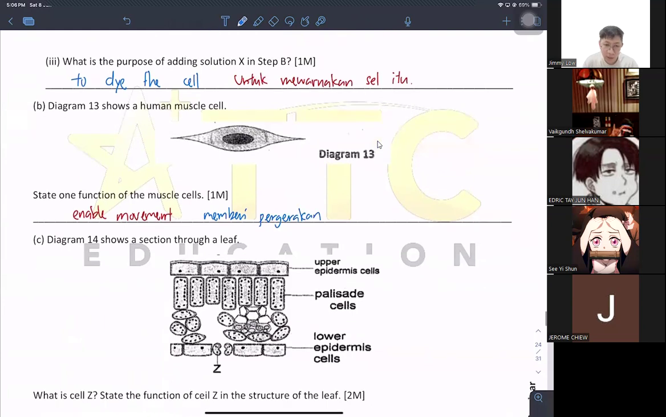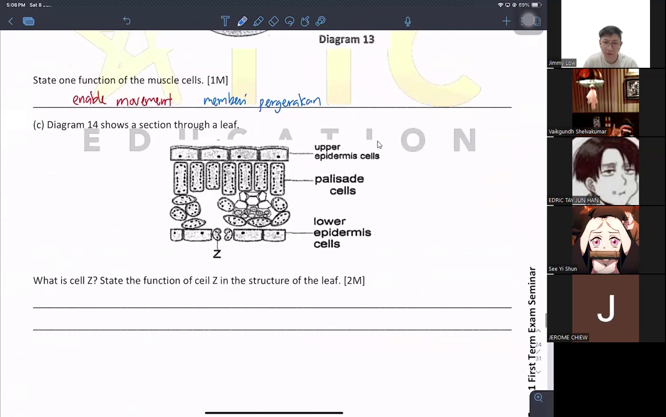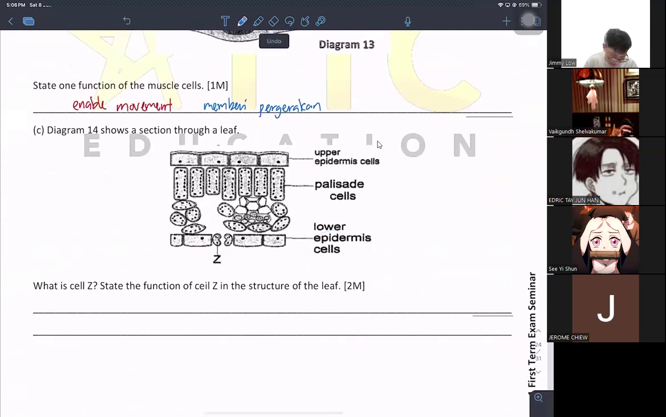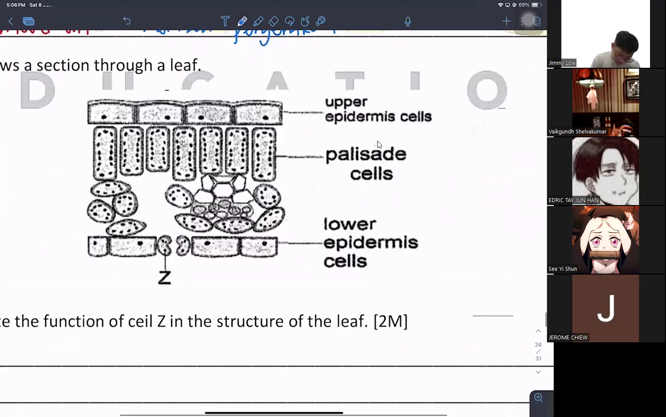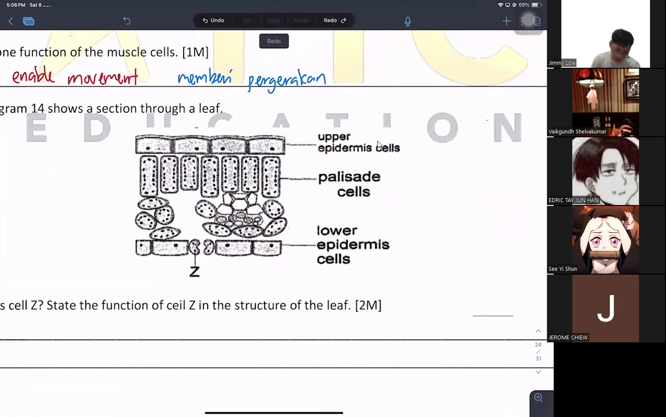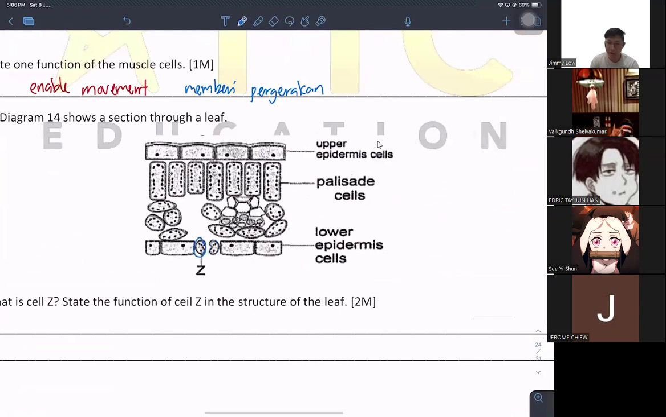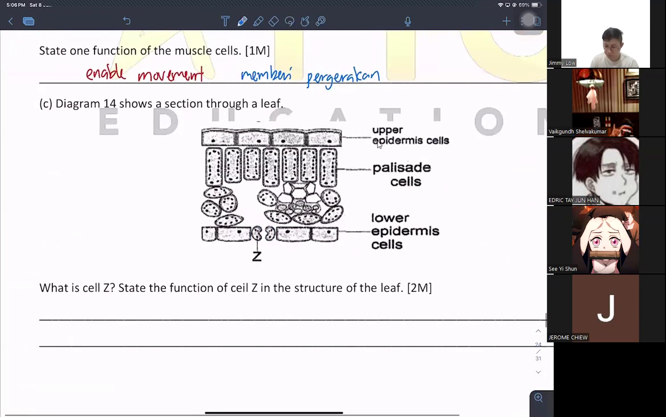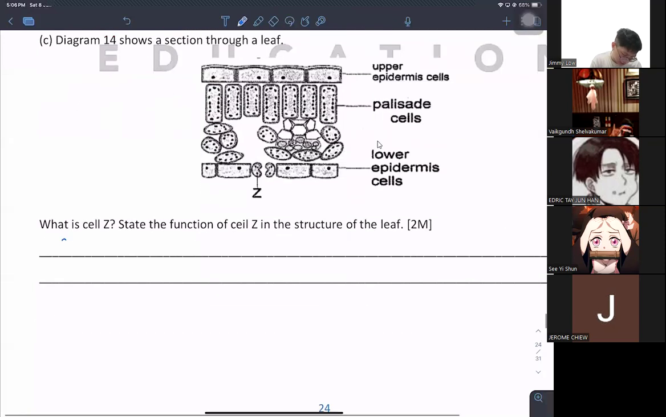So now you have a section through leaf. So upper epidermis, lower epidermis, palisade cell, and of course you have stoma and guard cell. So what is cell Z? Cell Z is what we call the guard cell. If the Z itself is pointing to the hole, then the hole is stoma. But it is not. It is pointing to the part beside the hole, so it is considered the guard cell.